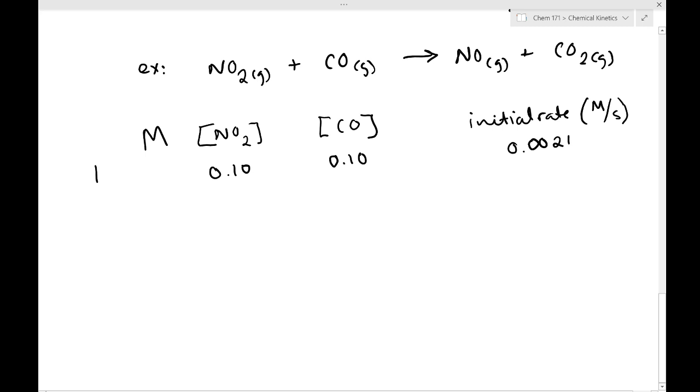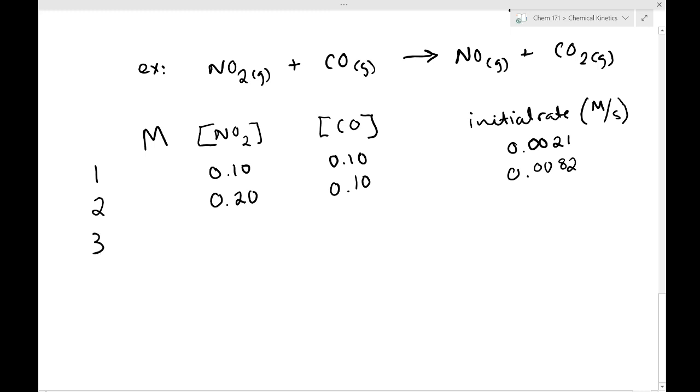In the case of the first experiment, let's write a 1 over there, we have an initial rate of 0.0021. Next, I want to double the concentration of the NO2 and keep the concentration of the CO constant. I'm only changing one variable, and we can see how the whole thing changes with a doubling of the nitrogen dioxide, basically eliminating any changes from the carbon monoxide because it has the same concentration. We see in this case that we have an increase in the rate from 0.0021 to 0.0082.